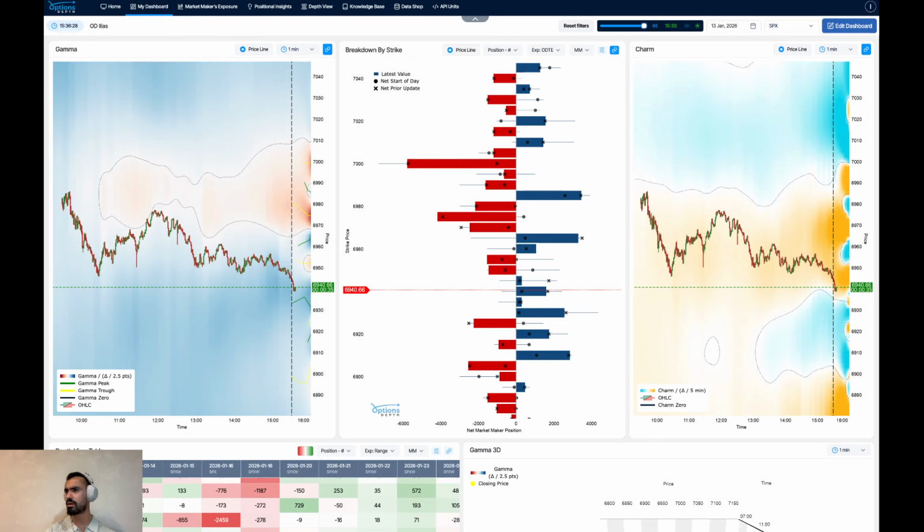So these are going to be creating more charm pressure, which is going to be seen as a darker shade of charm. As a trader, you like to keep track of how things have evolved during the day. So yeah, it's just a cool feature to have on your breakdown by strike.